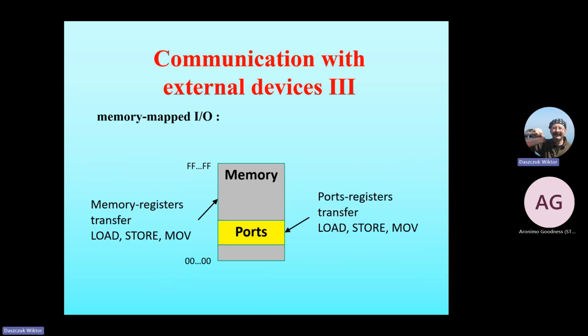In the second technique, memory mapped I/O, a part of the memory address space is reserved for ports of the devices. So we use those ports just using ordinary memory-aware instructions of the processor. We need not use in and out instructions.